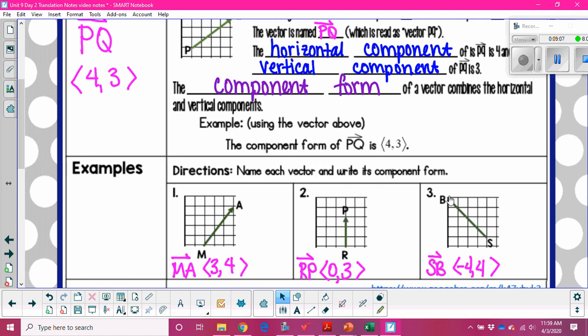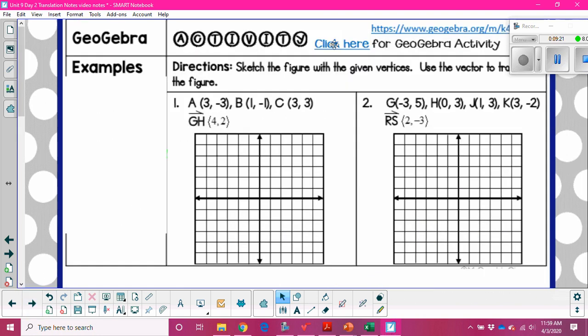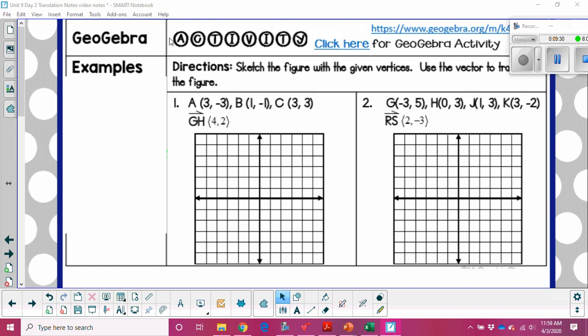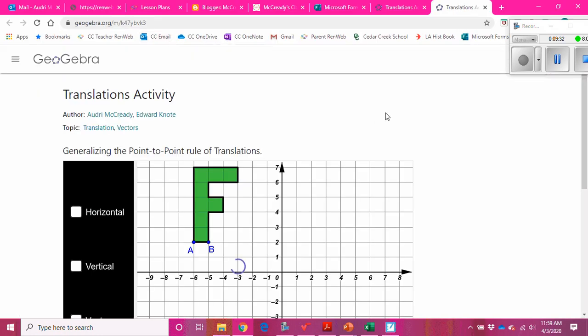So how we're going to use these vectors to do translations is I will say, okay, here's an object. I want you to use this vector to slide it this far and in this direction. Let's look at a GeoGebra activity. There we go. Okay.